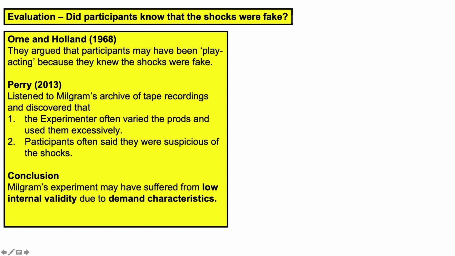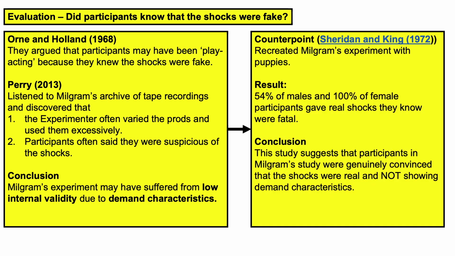And more importantly, this one's really the kicker, participants often said they were suspicious of the shocks, right? This links exactly to what Orne and Holland were suspecting with this whole play acting thing. If you listen to the tapes, a lot of people said they didn't think the shocks were real, or at least they were definitely suspicious of it being real. And that is a massive criticism. If participants really knew or anticipated that this thing was fake, then can we really trust this experiment in its entirety? Now there's a counterpoint to that.